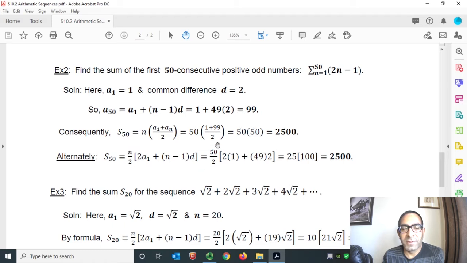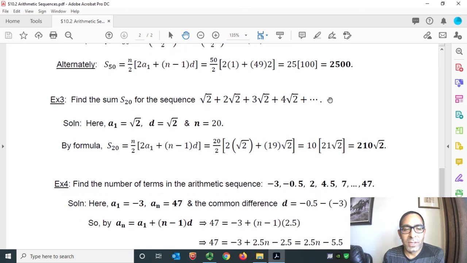Next step, n is 50, a1, the first term, is 1, and n minus 1, so 50 minus 1 is 49, and d is 2. That's the common difference. Simplifying, it gives us 2500. Awesome. Let's move on. Let's do example 3.